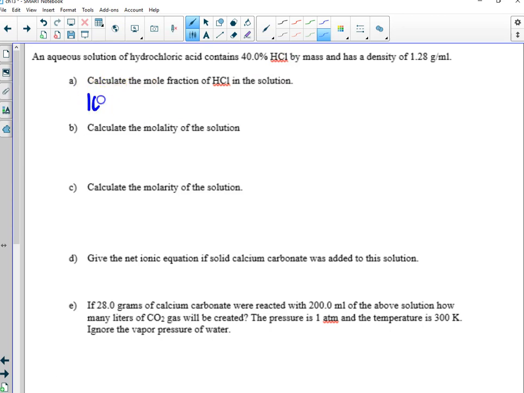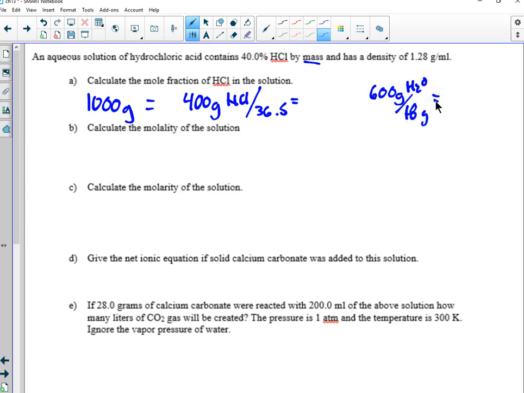So mole fraction. If I have 1,000 grams of this, it says mass here, so I stuck with grams. Then I have 400 grams of HCl. I'm going to divide that by 36.5 and get a number. And I have 600 grams of H2O. I'm going to divide that by 18 grams and get a number. Those numbers were 10.96 up here, roughly, and I may have rounded different than you did, and 33.33 right here.